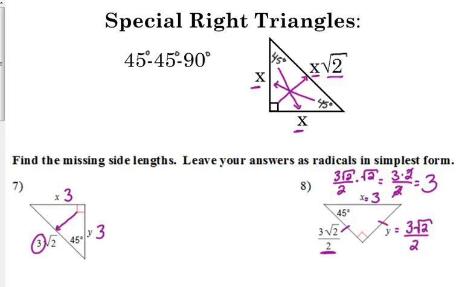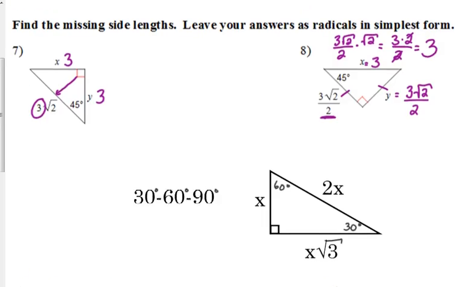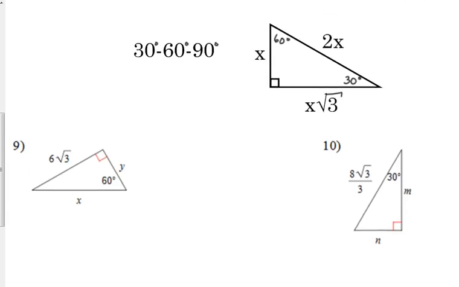There's another special right triangle based on its angles, and that's a 30-60-90 triangle. Now, 30-60-90 triangles have a little bit more to them because they are not isosceles. Okay? You've got a 30-degree angle and a 60-degree angle, so those two legs definitely have different lengths.